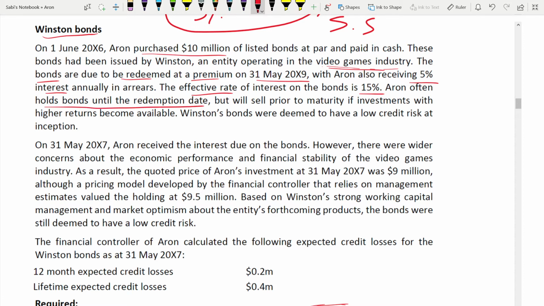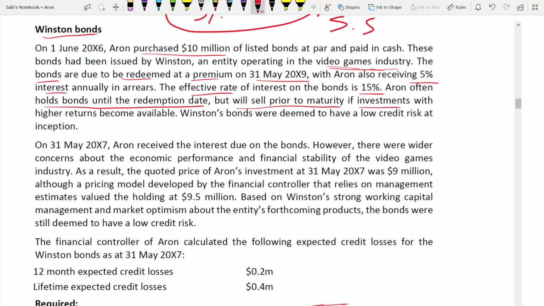They will always tell you that they are going to keep it until the redemption date or sell it, because you need the business model. Why? To measure. You need to know through the business model whether you are going to measure it at amortized cost, fair value through other comprehensive income, or fair value through profit and loss. Here they are holding it until the redemption date but will sell prior to maturity. That means before the redemption date you are going to sell. Often they hold it until the redemption date, but in this case they are going to sell the bond before maturity. That means you cannot use amortized cost.